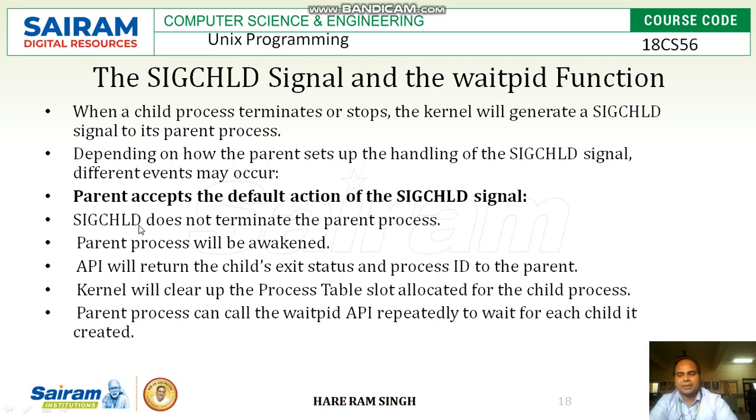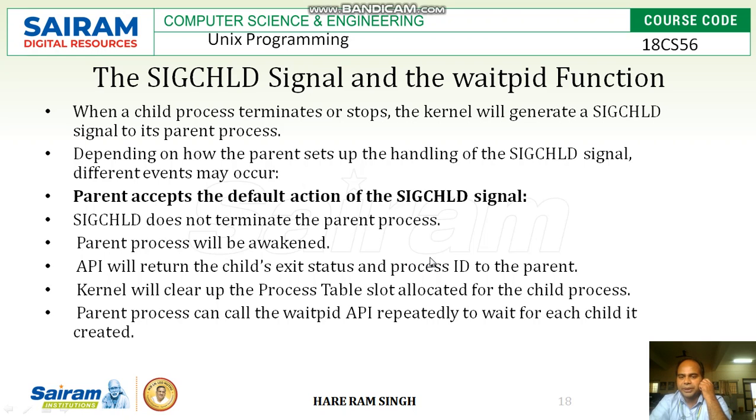So first case, when the parent process accepts the default action of the SIGCHLD signal, in this case the SIGCHLD signal does not terminate the parent process. Then the parent process may be awakened. The API will return the child's exit status and process ID to the parent process.